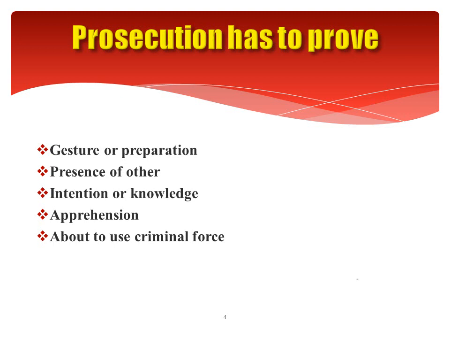And there must be an apprehension in the mind of the victim that he is about to use criminal force. If there is no apprehension, then again there cannot be an assault. So the gesture by the person must be accompanied with some bodily expressions, and it will cause an apprehension in the mind of the victim that he is about to use criminal force. All these things have to be proved by the prosecution beyond all reasonable doubt.